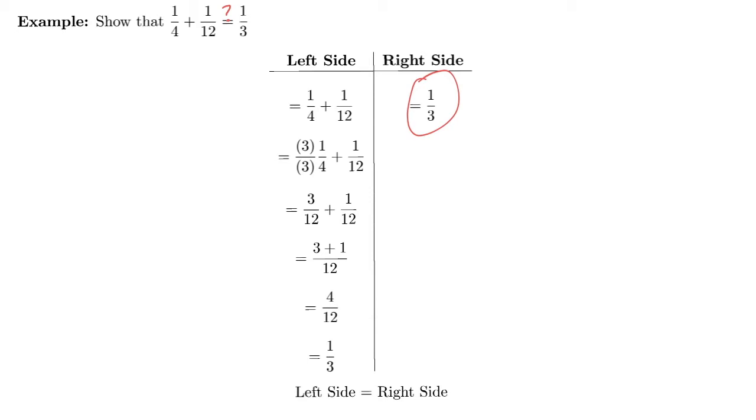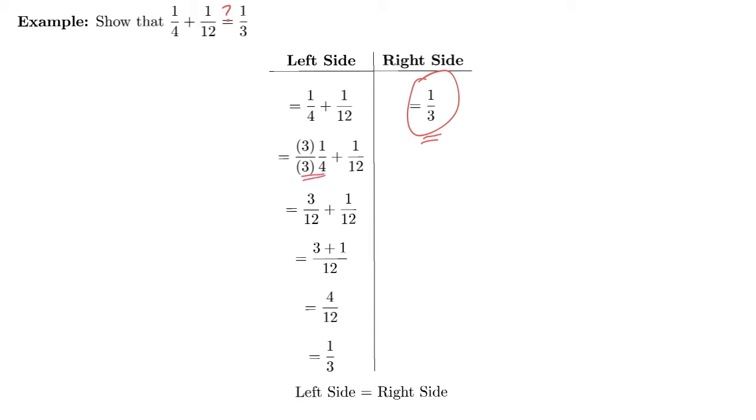We've got two fractions on the left and just one fraction on the right, so it's a good idea to add those two together. I know that we need common denominators to do that, and between 4 and 12, the lowest common multiple of those two numbers is going to be 12.